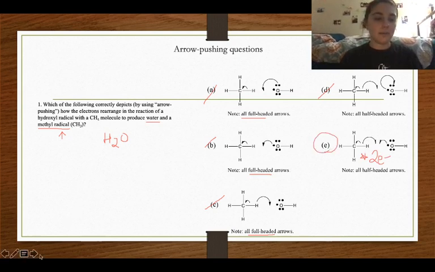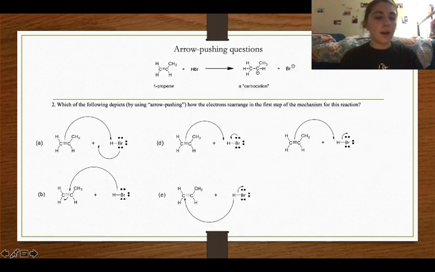All right. Get me going. There we go. This one. When I'm looking at this one, it says using arrow pushing, how many electrons are arranged in the first step of this reaction.